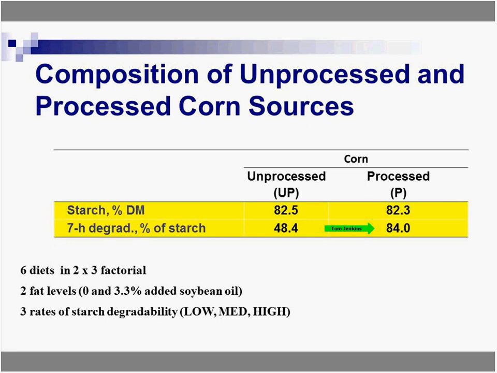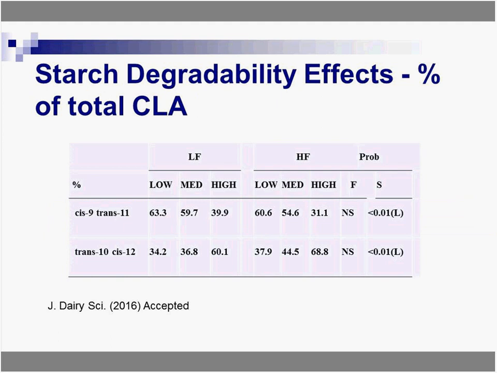And then I did it in a continuous culture with 2 fat levels, 0 and 3.3% on the bottom here, and 3 rates of starch degradability, low, medium, and high. Results on CLAs were just accepted in Dairy Science, so I hope it will be out soon. But look at these dramatic effects on shifting the types of CLA going from low degradable starch to high degradable starch. The T10 CLA went down from 63.3 to 34%, whether it was low fat or high fat. And the C12 went from 34% of the total CLAs to 60.1.